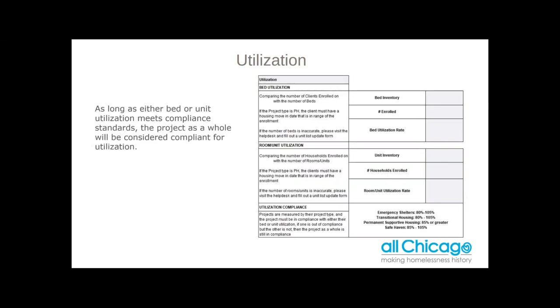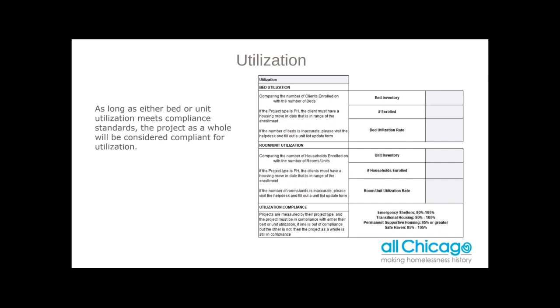Okay, so on the right side is a screenshot of what the utilization table is going to look like on the summary page of your data quality report. As you can see, it's going to be broken out into two separate sections. One is the bed utilization and the other is going to be your unit utilization.